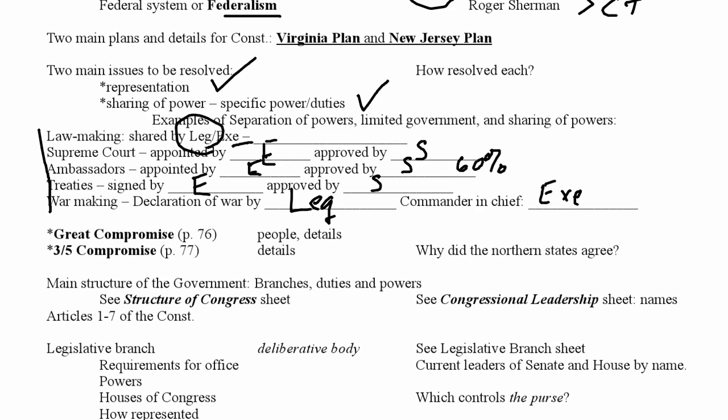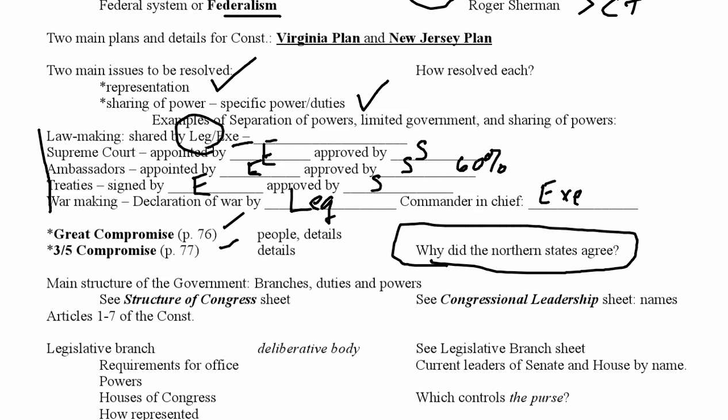Look over on page 76 and page 77 the details of the Great Compromise and the 3/5 Compromise. Why did the northern states agree to this about slavery? Well, they needed the southern states to keep the Union, to keep things flowing forward.